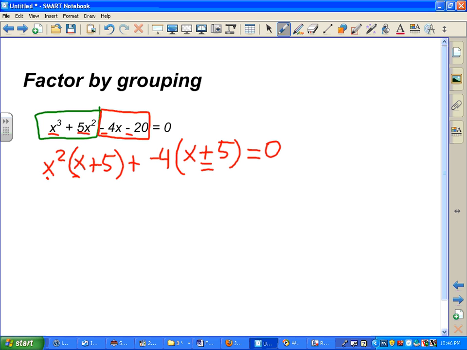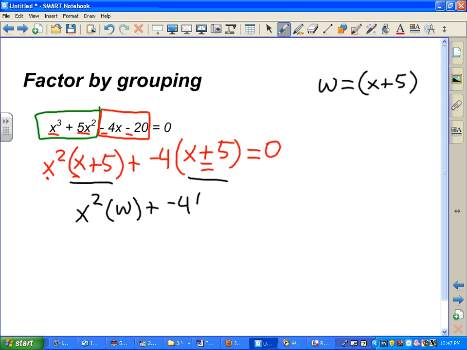Now we're going to do a little trick we use in calculus all the time. Notice, I have an x plus 5 here and an x plus 5 here. So we're going to do the w trick. And I showed you this in Algebra 2 last year. But since I have that thing happening twice, I'm going to say w equals x plus 5. And now I use w to simplify the problem. We're going to have to substitute w out when we're done. But everywhere I see an x plus 5, I'm going to make a w. So x squared times w plus negative 4 times w equals 0.